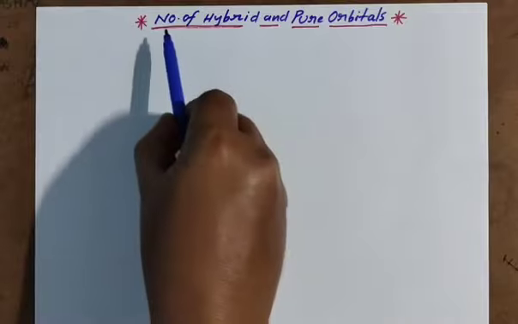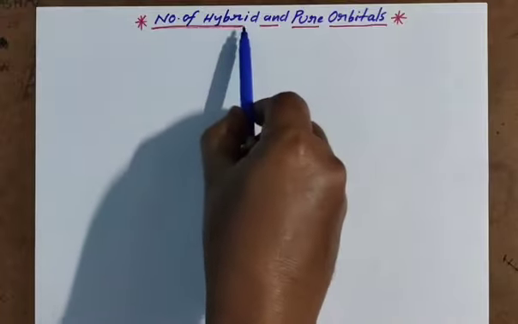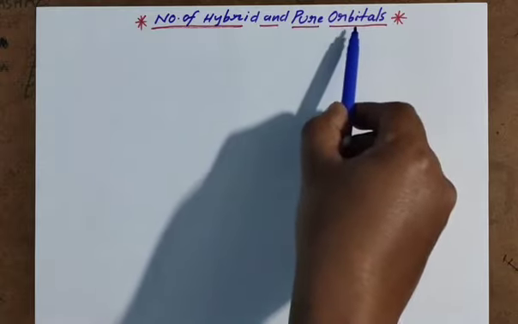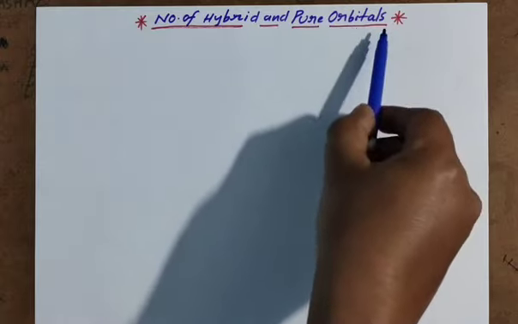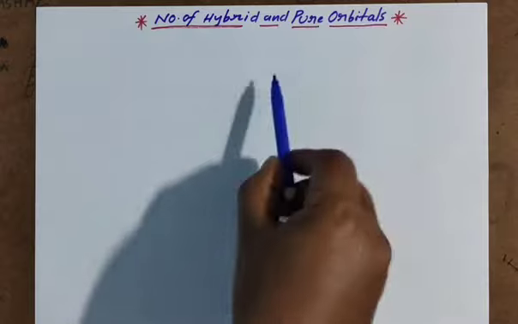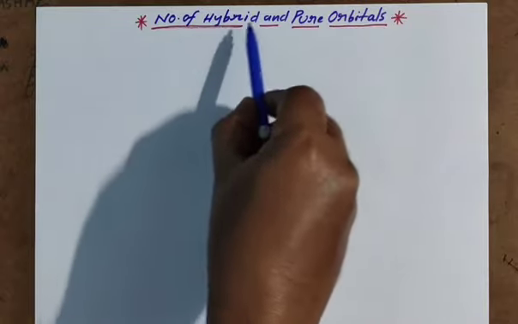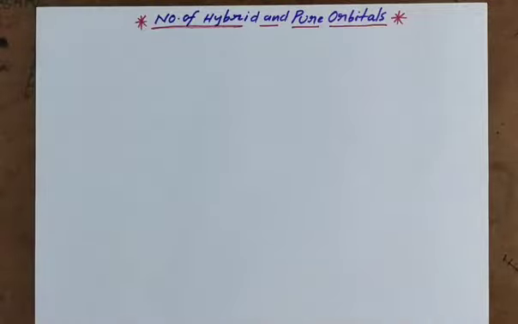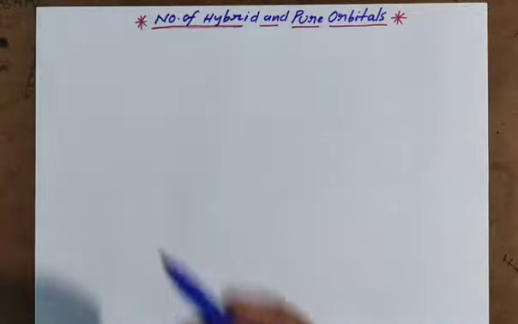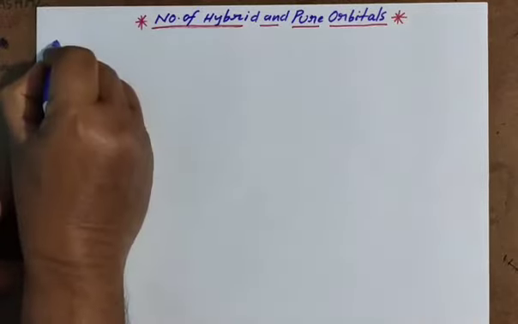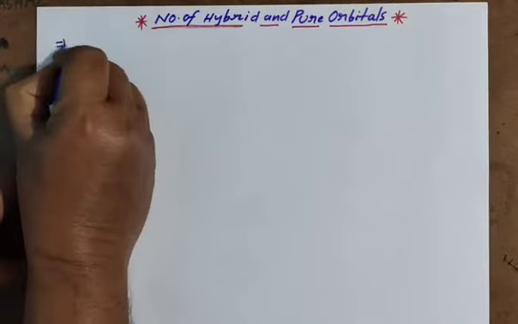Today I am going to explain an important concept in organic chemistry: number of hybrid orbitals and pure orbitals calculation. If a formula is given, how do you calculate the number of hybrid and pure orbitals for competitive exams within 1 minute? They are asking questions based on this also. We'll discuss.